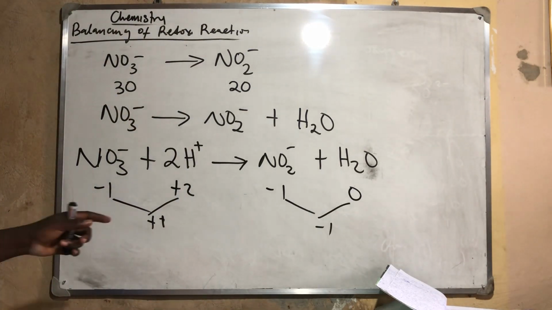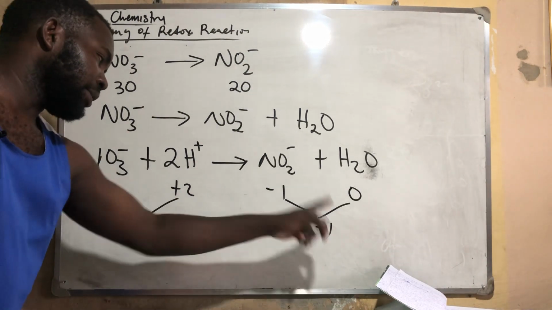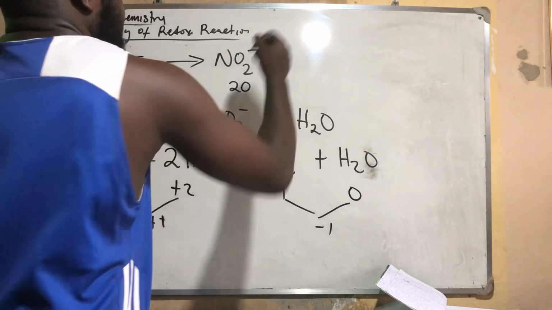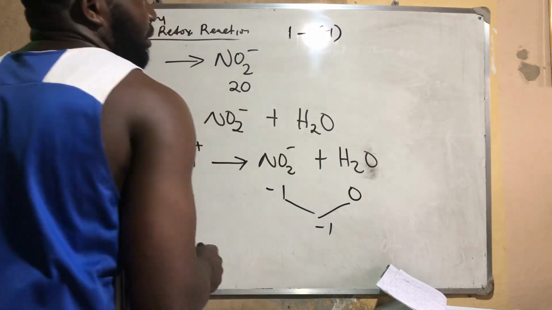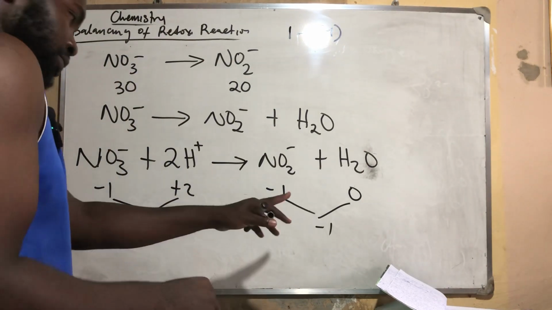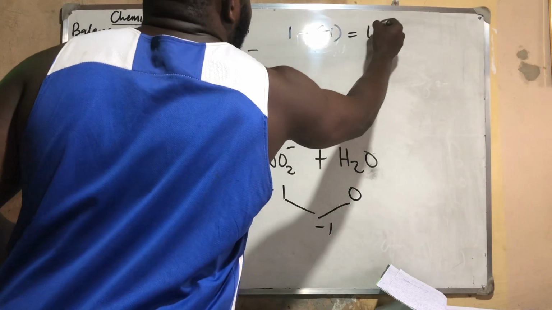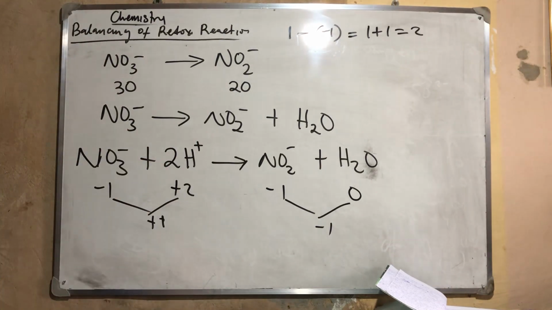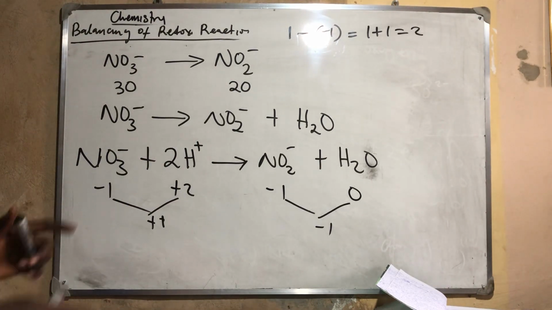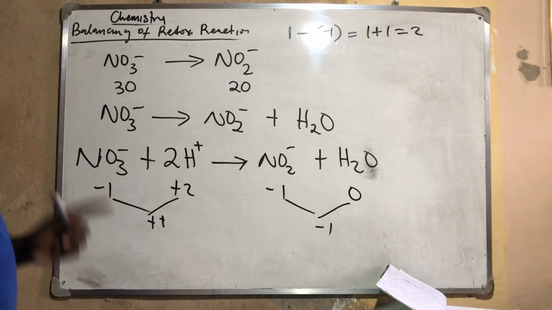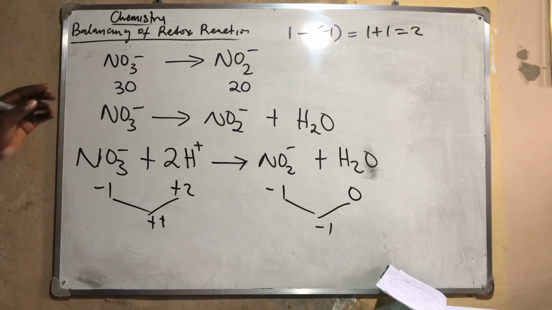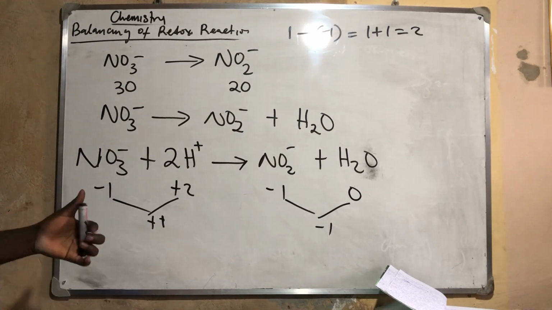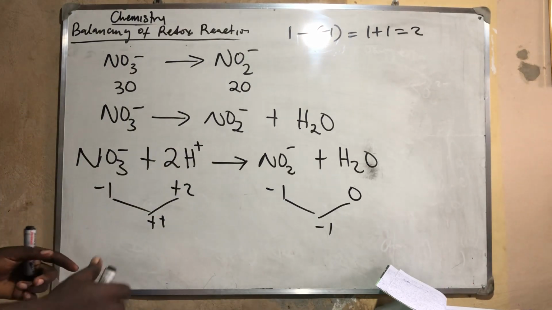Now this one is greater than this one by what? You can say this minus this, that is 1 minus minus 1. You understand? The bigger one minus this. So 1 plus 1, which is 2. So this one is bigger than this one by 2 electrons. So I am going to add those 2 electrons to the side that is bigger. Please, we are adding to the side that is bigger. When we added water, it was to the side with smaller oxygen, but with electrons, we are adding to the side that is bigger.